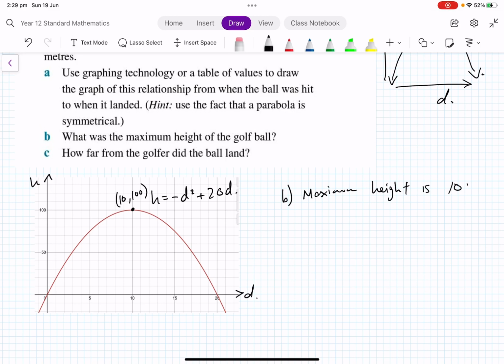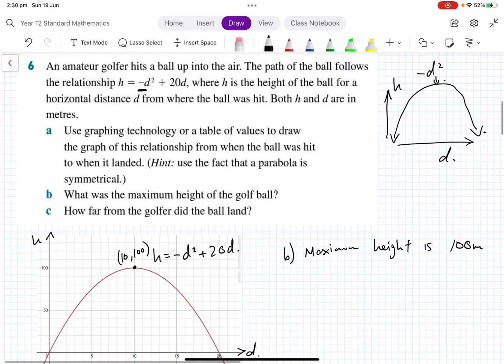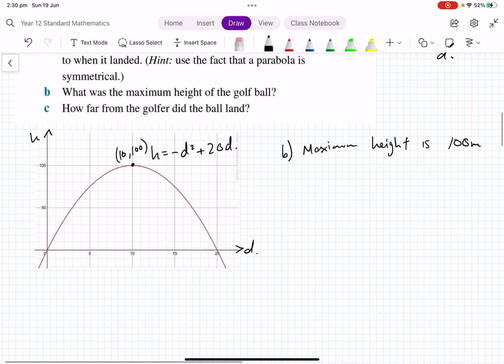is 100 meters. And they hit that really high. Kind of hit it high up in the air. It's doing pretty well. How far from the golfer did the ball land?